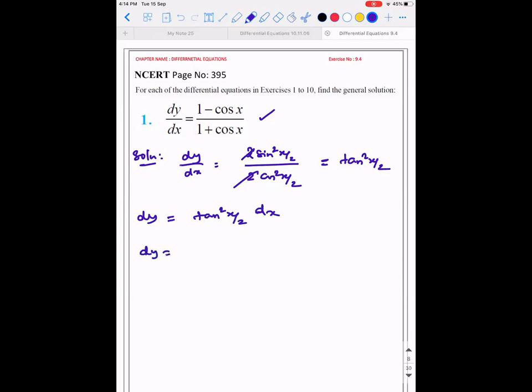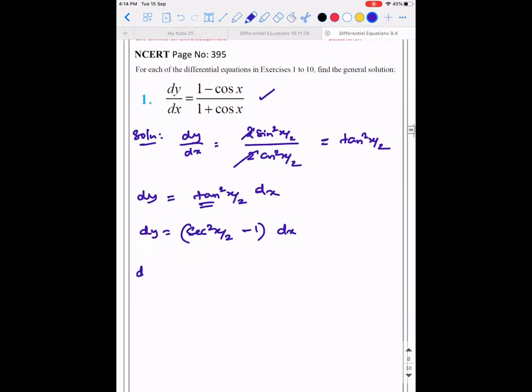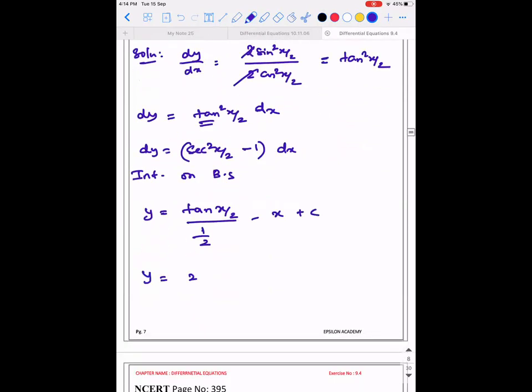We cannot solve tan square x by 2 directly. We'll have secant square x by 2 minus 1 times dx. So integrate on both sides. y will be equal to integral of secant square x by 2, which is tan x by 2 divided by half, minus x, and you have a constant c. So y will be equal to 2 tan x by 2 minus x plus c. If anyone is having the textbook with you, please verify the solution.